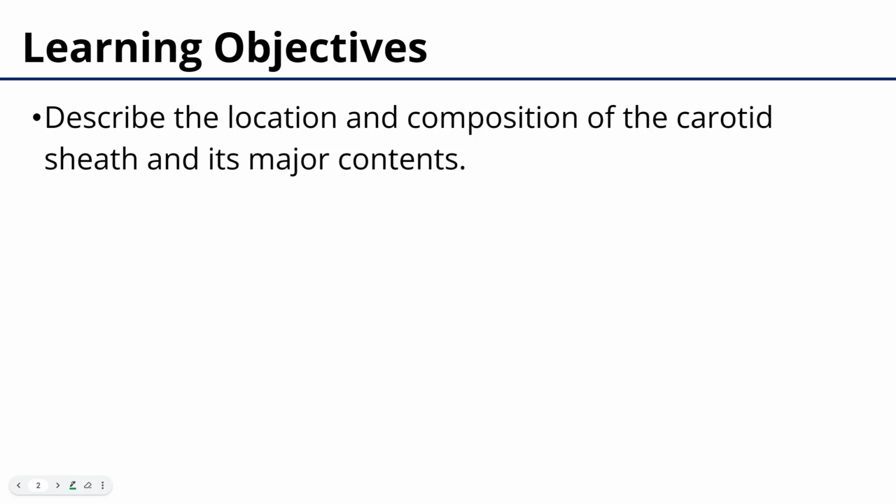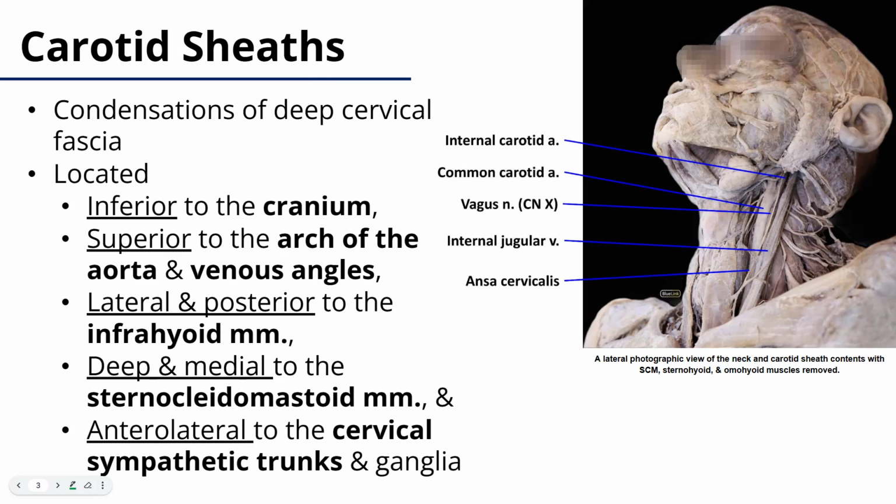In this video, we'll discuss the location and composition of the carotid sheath as well as its major components. The carotid sheaths are condensations of deep cervical fascia. These are connective tissues deep within the neck.